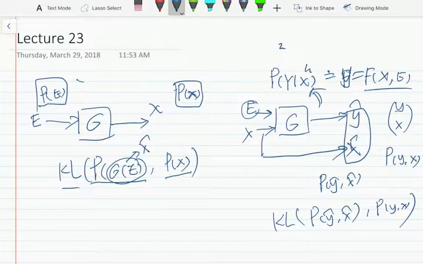Why do you also generate X? Oh, X is not generated. X is the original input. It's just a copy of X.